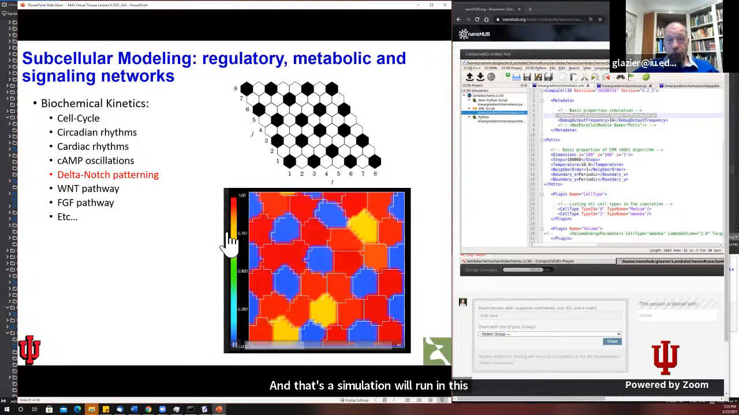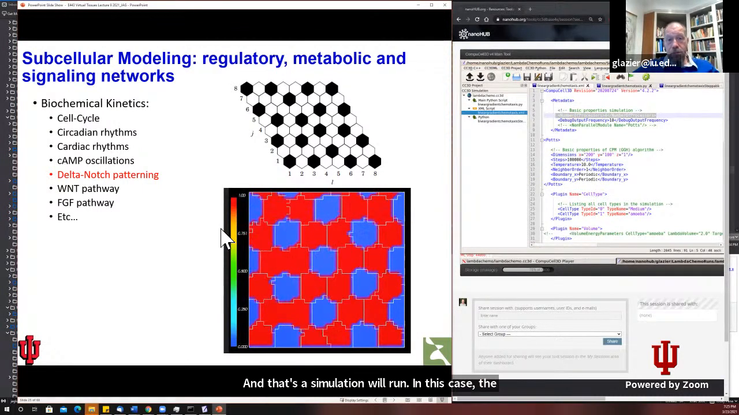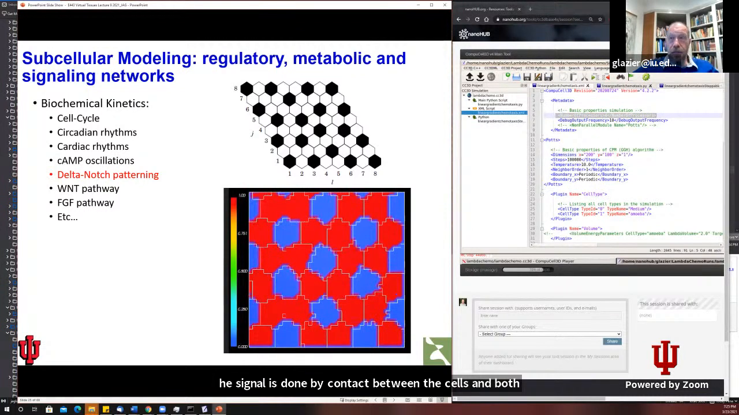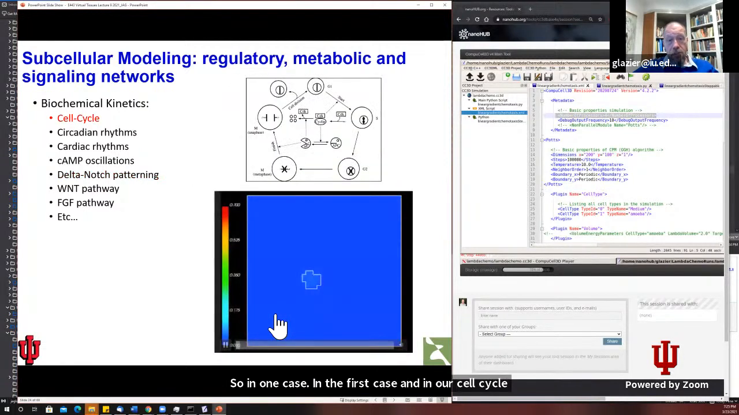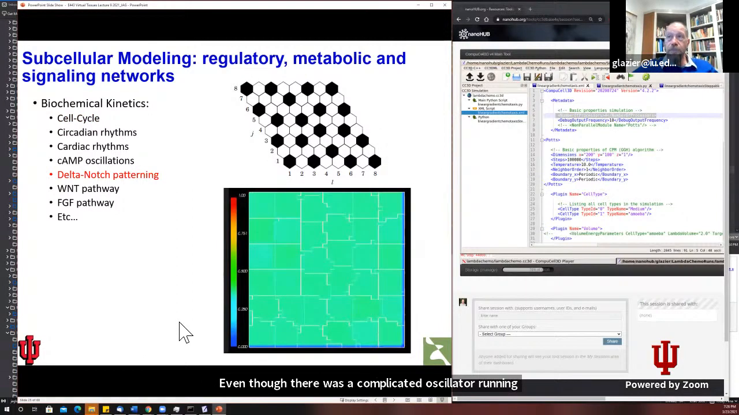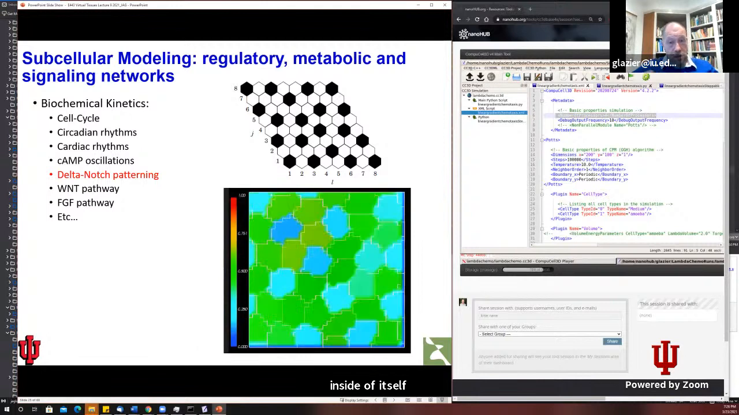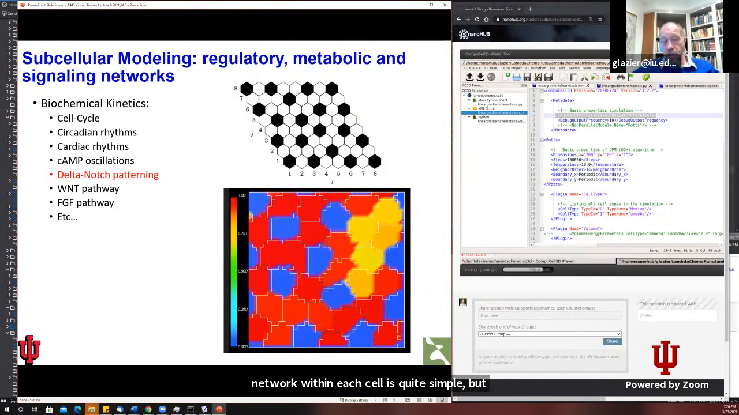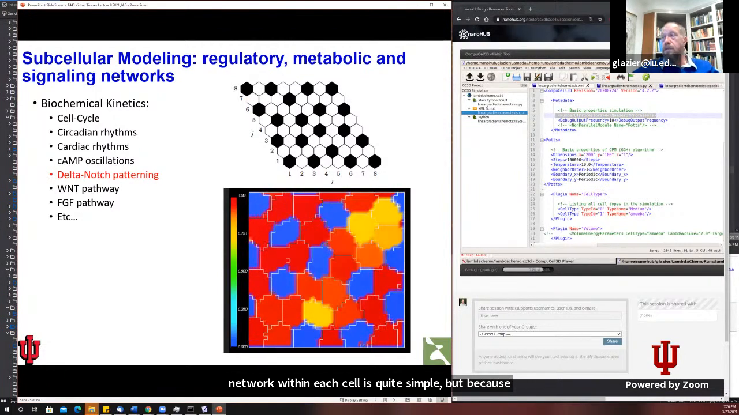In this case, the signaling is done by contact between the cells, and we'll think about how to implement that as well. So in the first case, in our cell cycle model, the cells weren't signaling to each other. The oscillations were controlled by the volume of each cell independently, even though there was a complicated oscillator running inside of each cell. In this case, the chemical reaction or the signaling network within each cell is quite simple, but because each cell is exchanging information with its neighbors, the overall patterning is fairly complex.